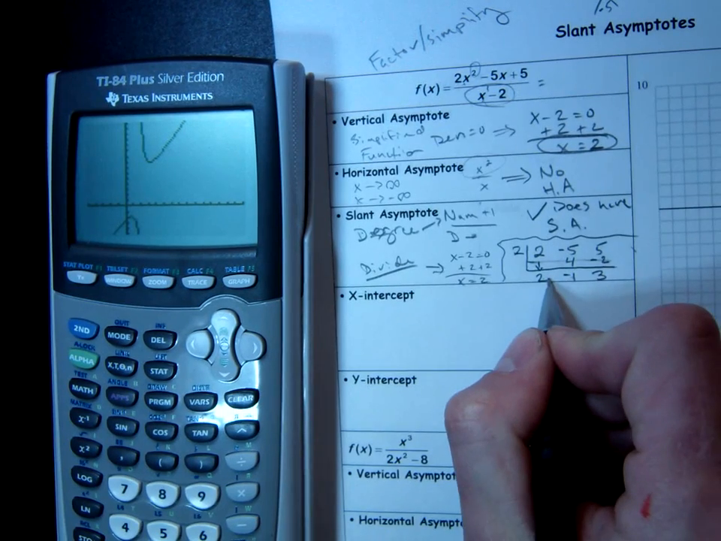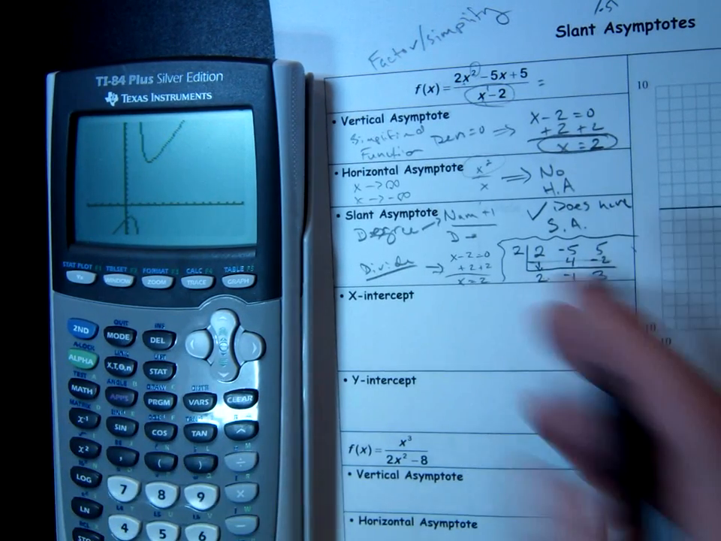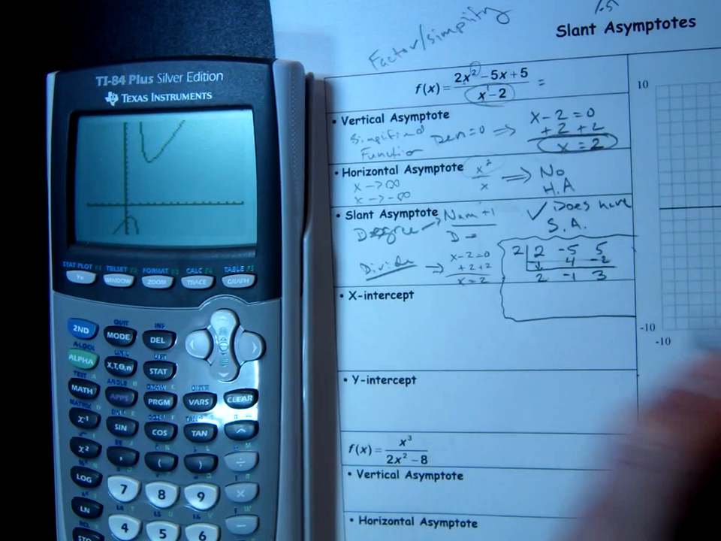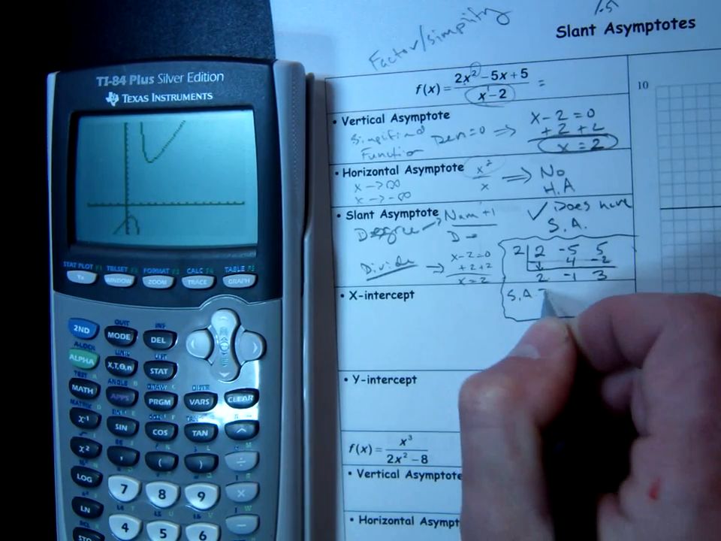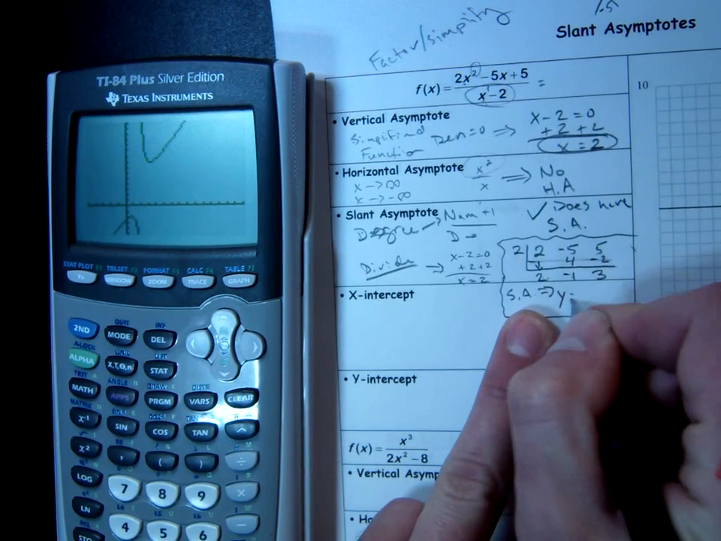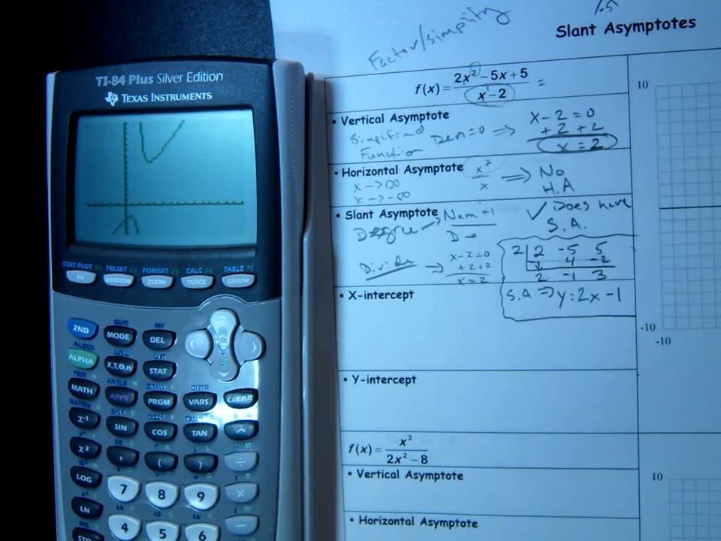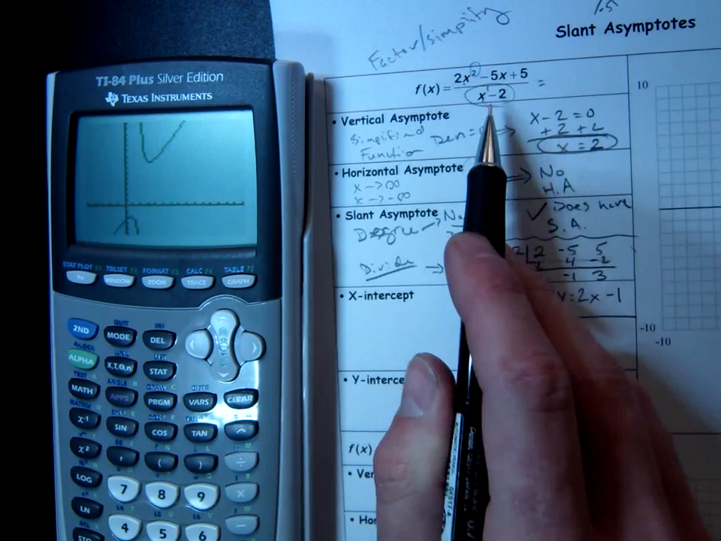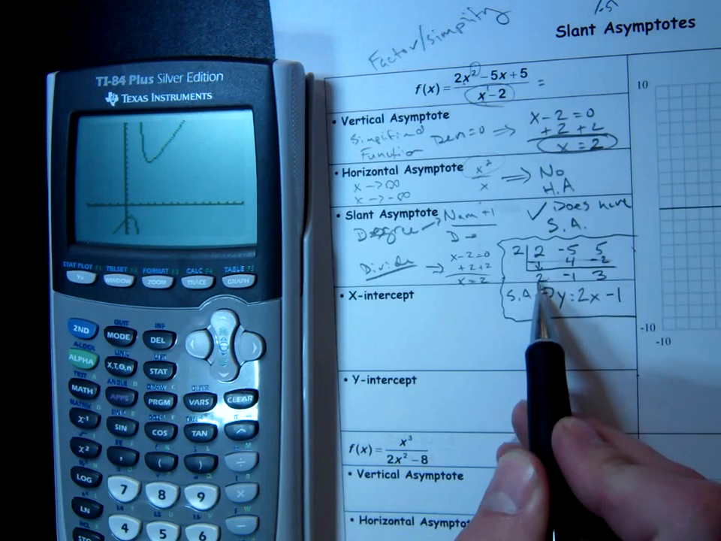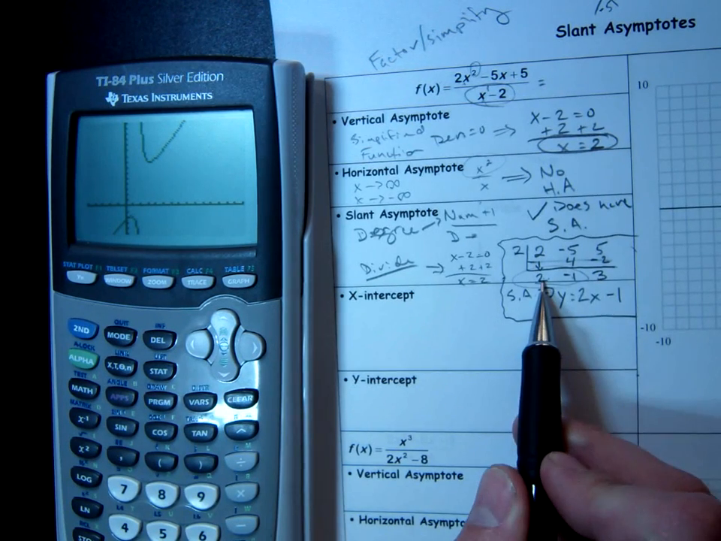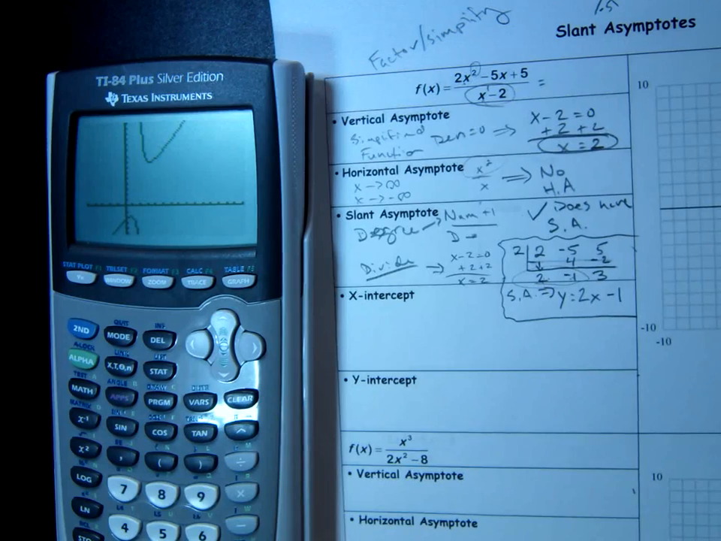Well, I know now that my slant asymptote, and I'm going to extend it down here so I have more space, the slant asymptote is y equals 2x minus 1. So you just disregard the remainder? The remainder doesn't matter. We divided by x minus 2, and we were left with coefficients of 2 and negative 1, or 2x minus 1. That's our slant asymptote.